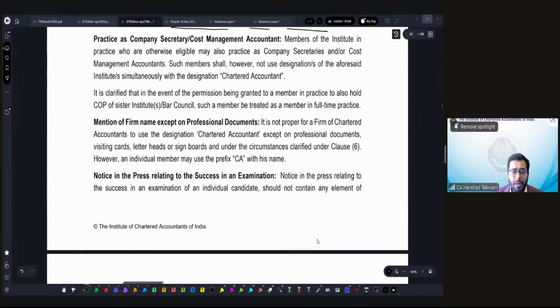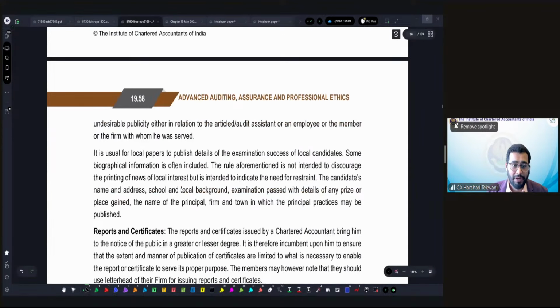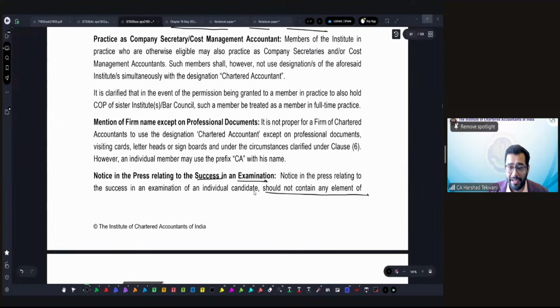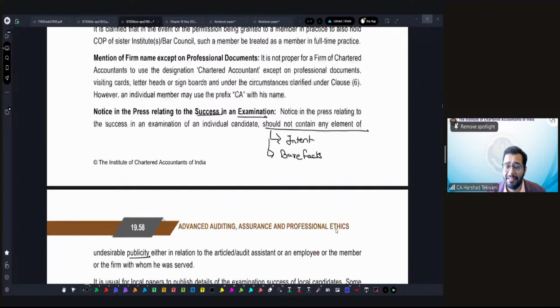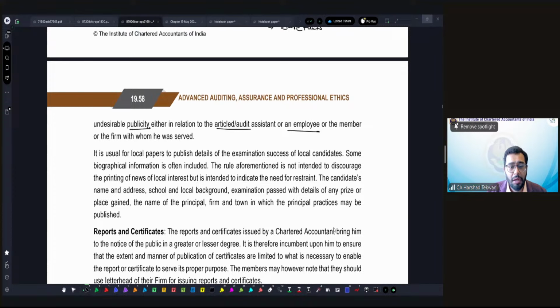Okay. Then success in examination. Can you mention or do an advertisement for the success in examination? Provided it should not contain any element of publicity or advertisement. So always and always look for the intent. Stick to the bare facts. If the intent is of publicity, not allowed. If the intent is to promote the name of the firm where he was an article assistant or an employee, not allowed. It should not be in the nature of publicity.